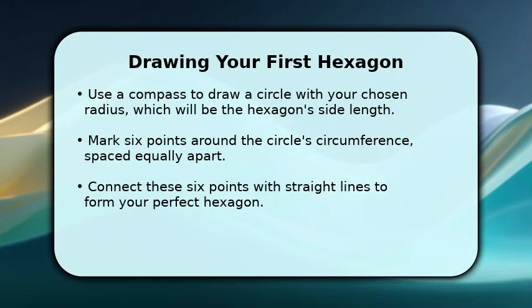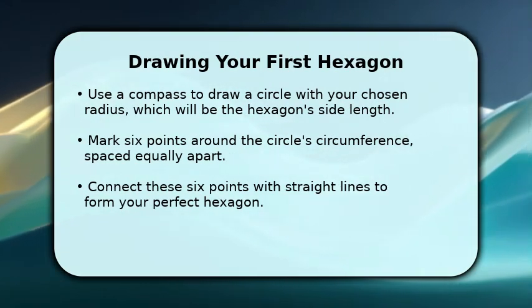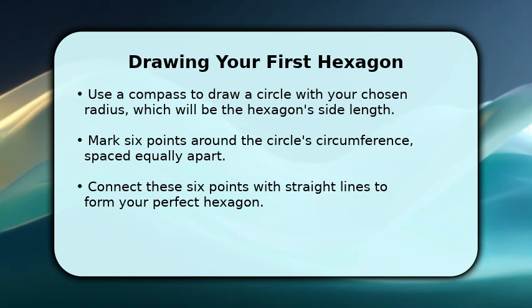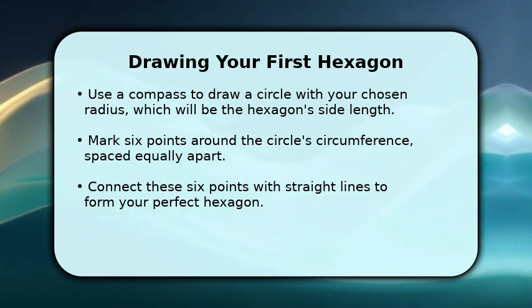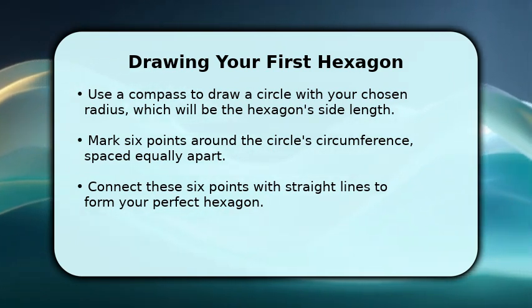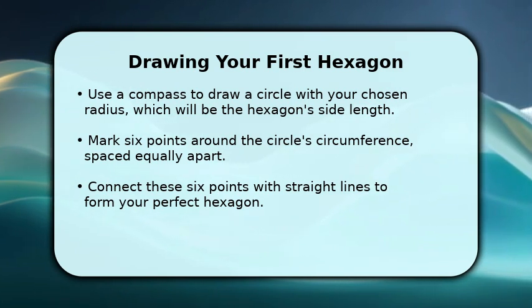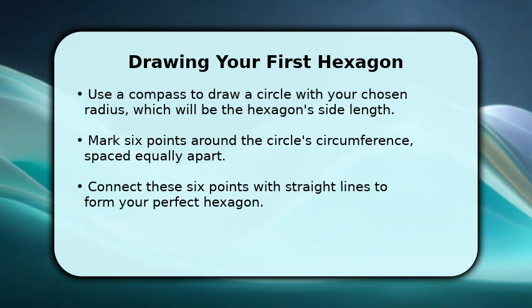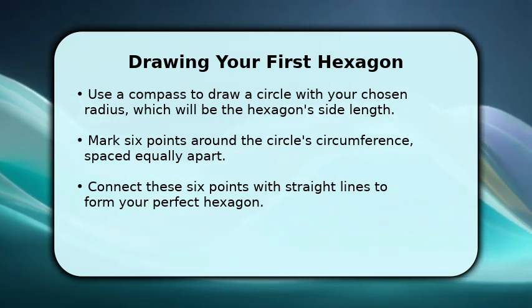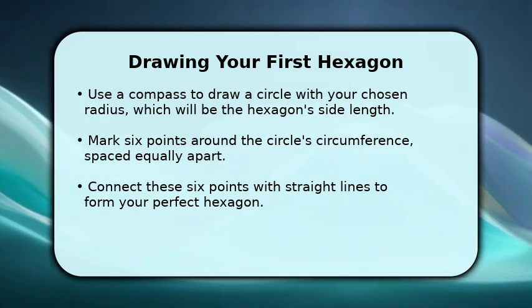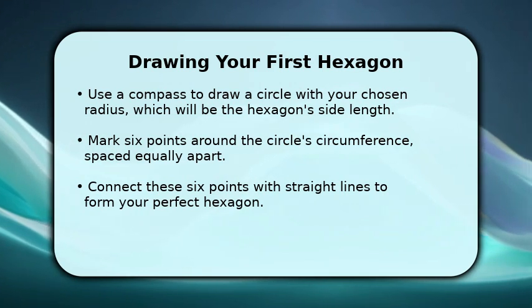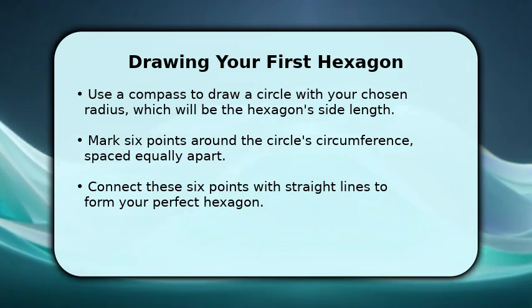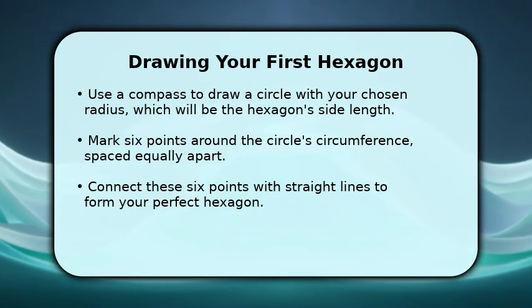Now, let's draw our first hexagon. Start by using a compass to draw a circle. The radius of this circle will be the side length of your hexagon, for example, 2 centimeters. Next, without changing the compass setting, place its point on the circle's circumference and mark off 6 equidistant points around the circle. Finally, connect these 6 points with straight lines to complete your first perfect hexagon. This method is quite precise and easy to follow.